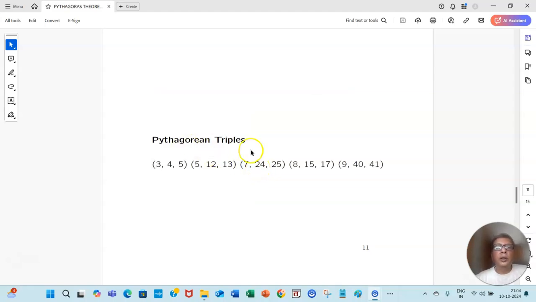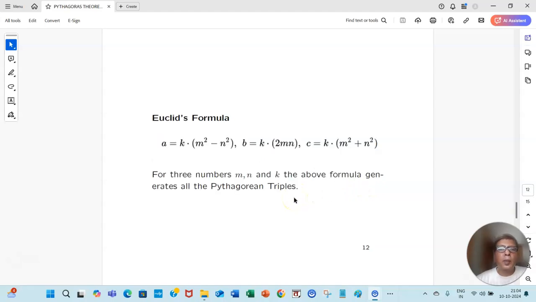Now we go to Pythagorean triples. 3, 4, 5 is a Pythagorean triple because 3 squared equals 9 plus 4 squared equals 16, which equals 25, which is 5 squared. So 3, 4, 5 is the smallest Pythagorean triple. Then we have 5, 12, 13; 7, 24, 25; 8, 15, 17; 9, 40, 41. These are all the primitive Pythagorean triples below 50.